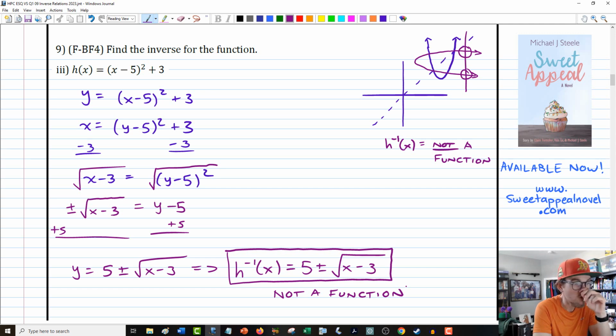But having said that, do keep an eye on things in the future, because if there is some domain restriction that only gives us half of that parabola, then basically this might be either plus only or minus only. So it's something to be on the lookout for. Very easy to overlook, I'm not going to lie.